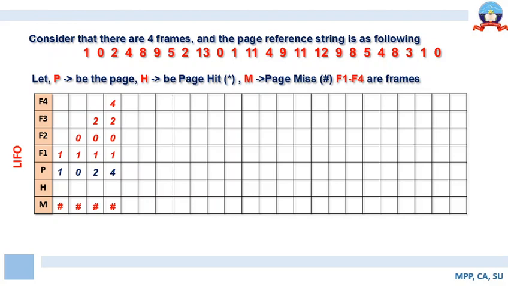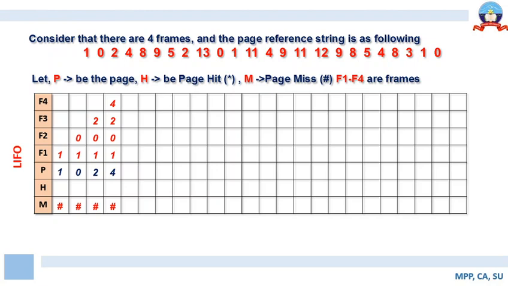And after 2 there is a page reference to page number 4. Page number 4 is not available in the memory, so page number 4 is brought into the main memory. Now for these 4 initial pages, which are 1, 0, 2, 4, no replacement is required because the frames were initially empty. From this point onwards, any page that is to be brought into the main memory calls for replacement because now the frames are completely exhausted.